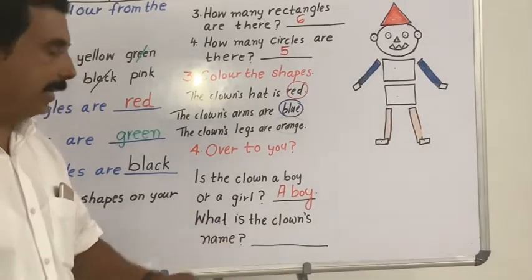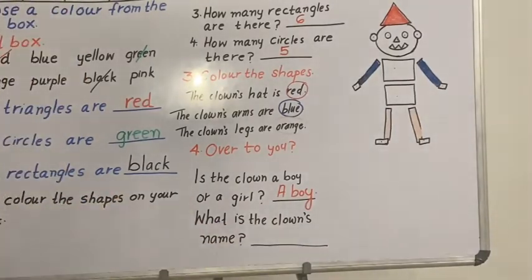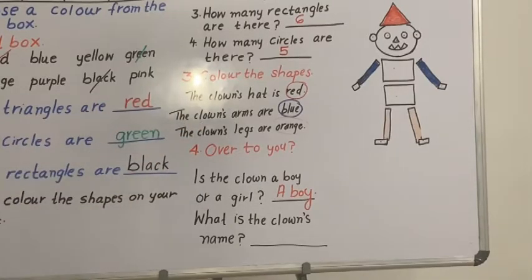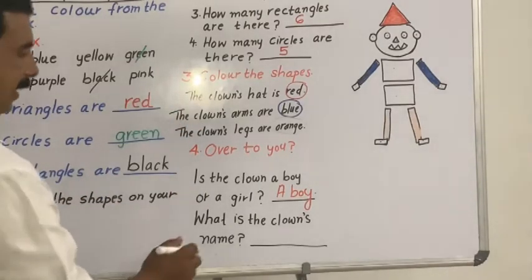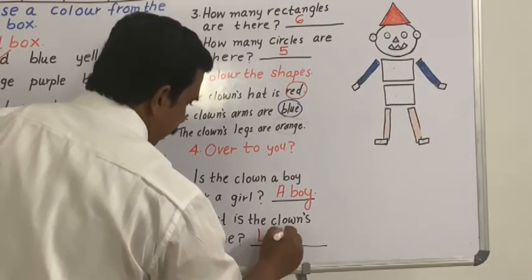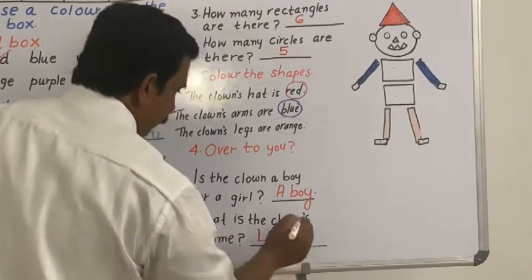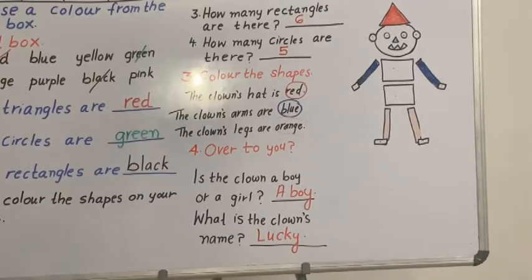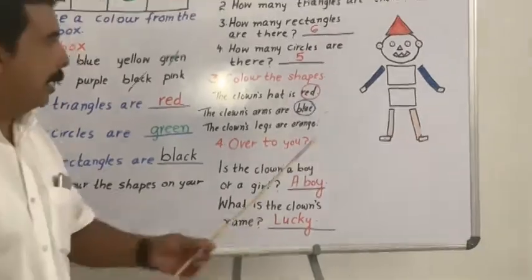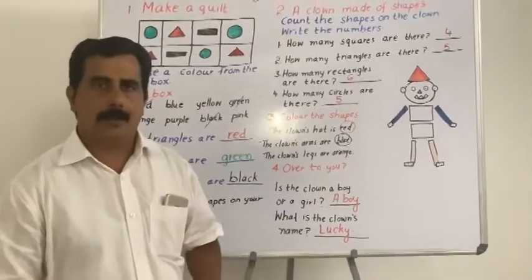What is the clown's name? What name do you want to give for this clown? Any name. Any funny name you want to give. I need to give my clown a name. My clown is so lucky. So I want to give the name L-U-C-K-Y, Lucky. Okay.